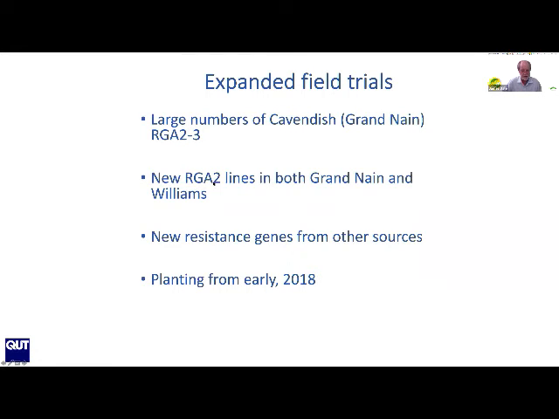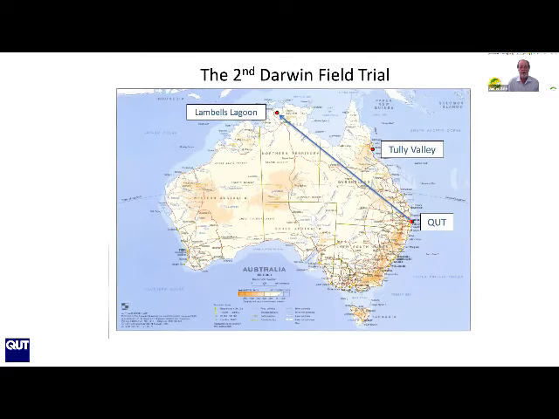We developed new RGA2 lines, both in Grand Naine, but also in Williams. The initial ones were in Grand Naine, so now we've got lines in Williams. We're also looking at resistance genes from other sources. And we planted this second trial early in 2018. Again, showing that map, here we are down here, Lambles Lagoon, so we're at exactly the same spot as we were for that initial field trial.